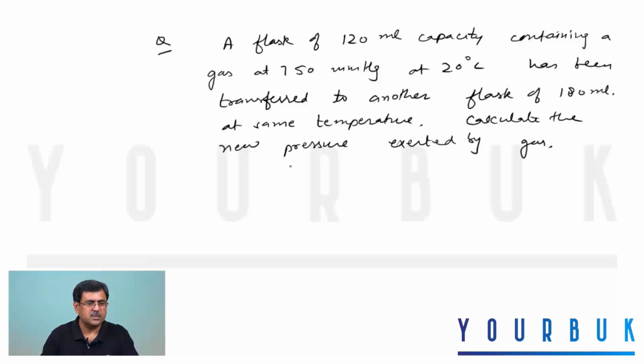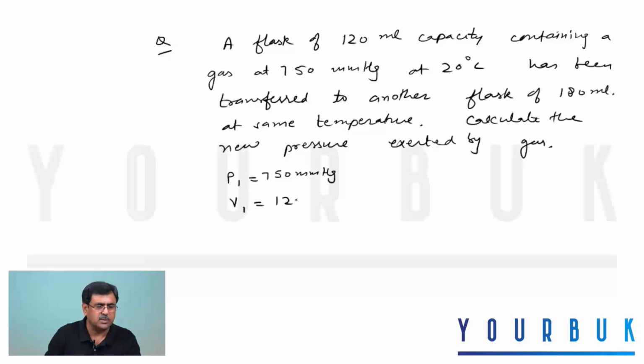Now, since the temperature is constant, we have to use Boyle's law. So the initial pressure was 750 mm mercury, and the initial volume occupied by the gas was 120 milliliters. Now the gas has been transferred to another flask where the gas is occupying a volume of 180 ml. We have to find the final pressure.